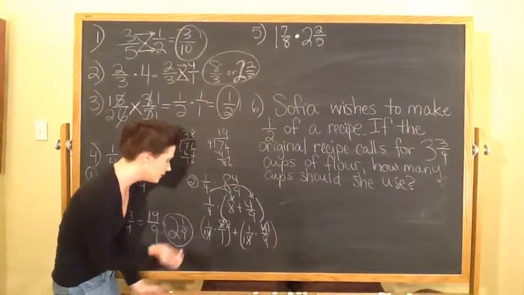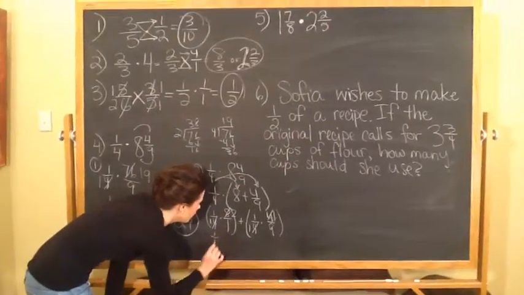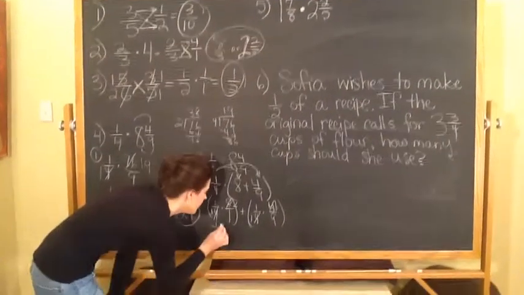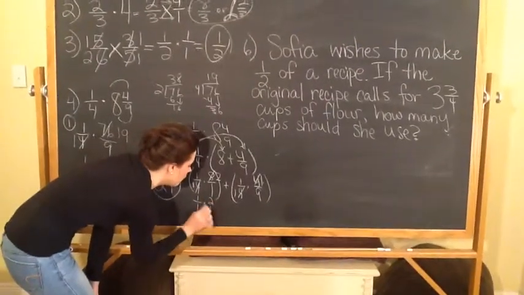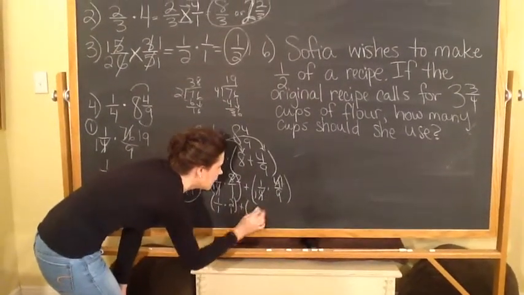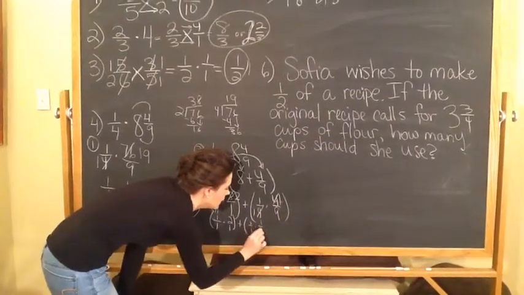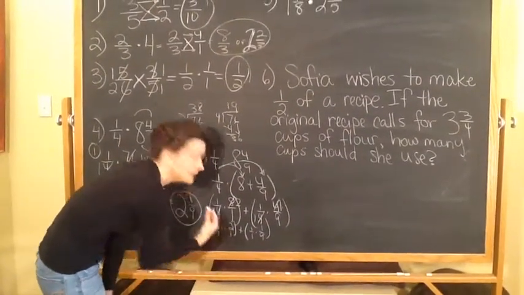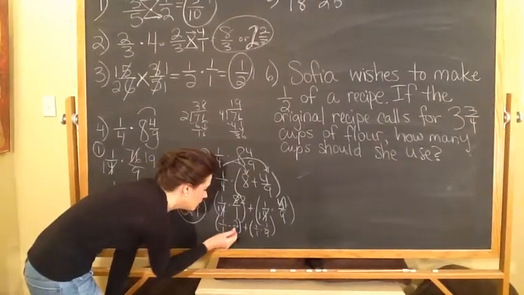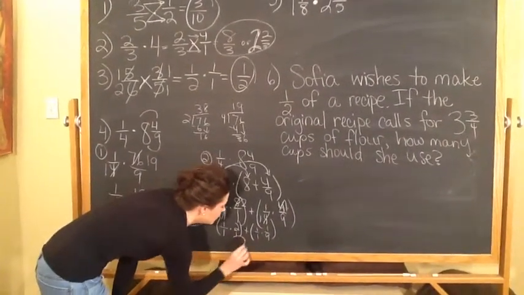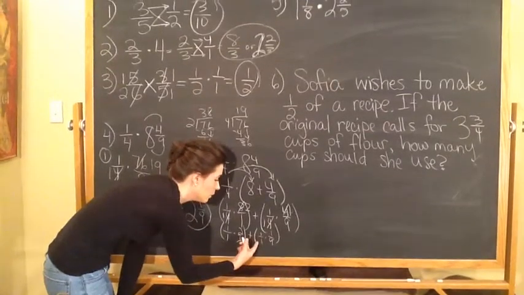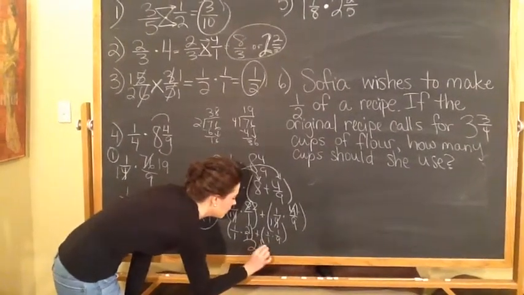So I'm going to rewrite it, just to be safe. So I have 1 over 1 times 2 over 1 plus, we have 1 over 1 times 1 over 9. So now let's go ahead and simplify. 1 over 1 times 2 over 1 is going to leave you with 2. And then 1 over 1 times 1 over 9 is going to leave you with 1/9.